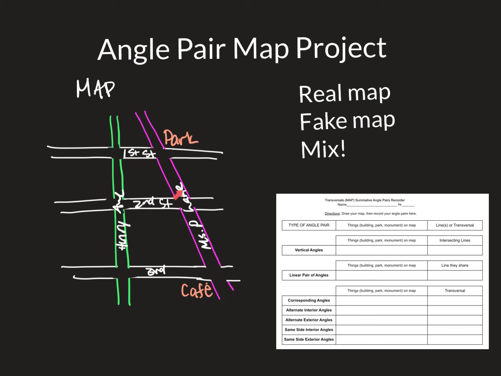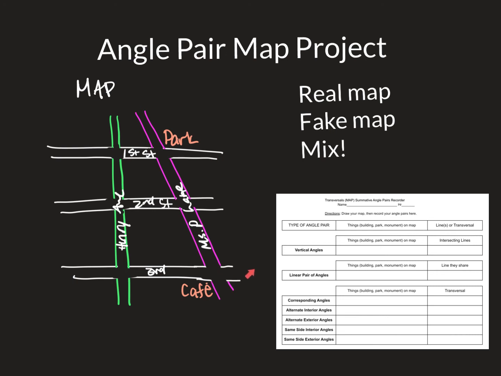Note that they have to share some sort of road, right? The park over here at Miss Perkins and 1st will have nothing to do with Henry and 3rd if I put something over here or over here. But these ones share Miss Perkins Lane, so that's nice. So that's actually going to be the transversal that they're sharing.